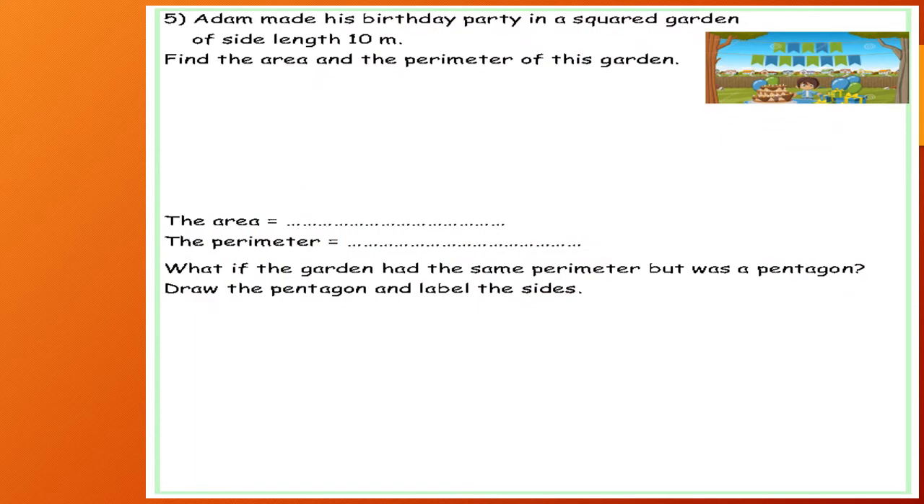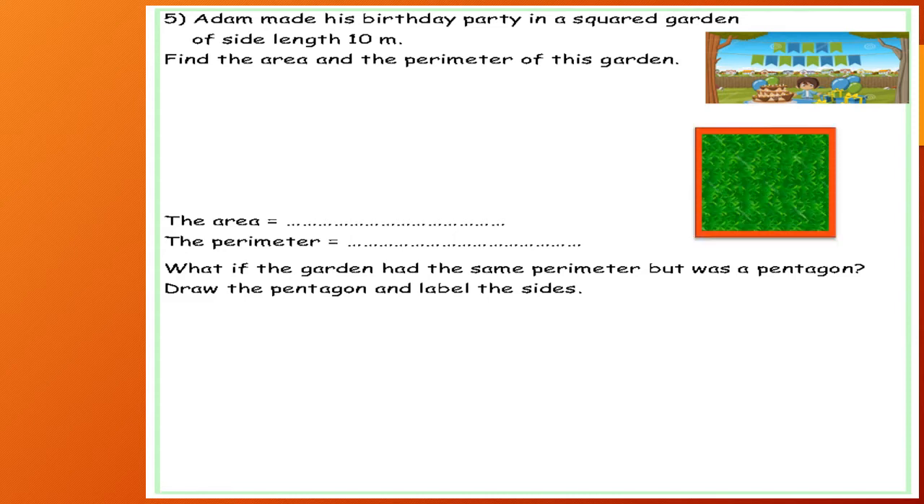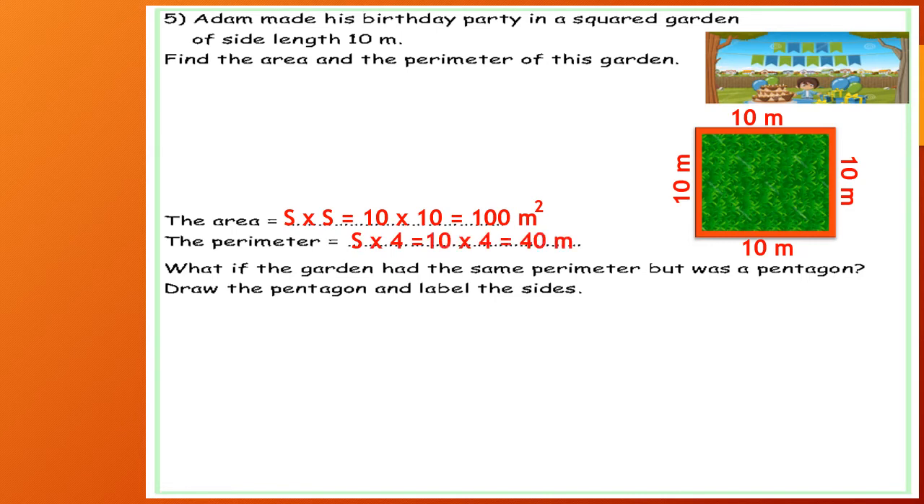Adam made his birthday party in a square garden of side length 10. Find the area and the perimeter of this garden. Side by side, the area of the square is 10 by 10 equals 100 meters squared, and the perimeter of the square is side by 4, equals 10 by 4, equals 40 meters.